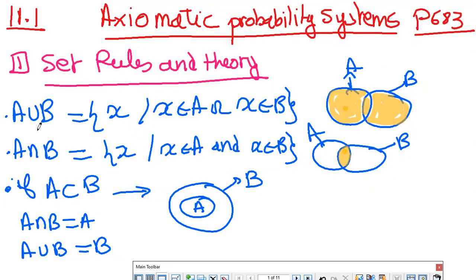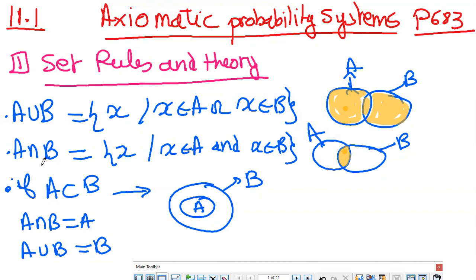Now, if I see A union B, we read it as union. What does A union B mean? The definition is: X belongs to A or X belongs to B. It means that A union B represents all the elements that are in A or in B. If I want to draw it, this is the Venn diagram that represents A union B.